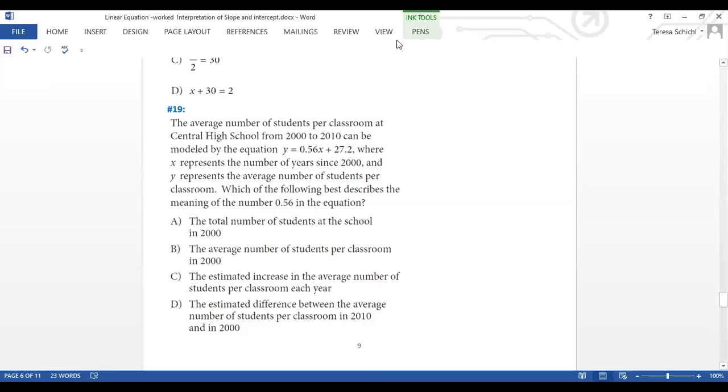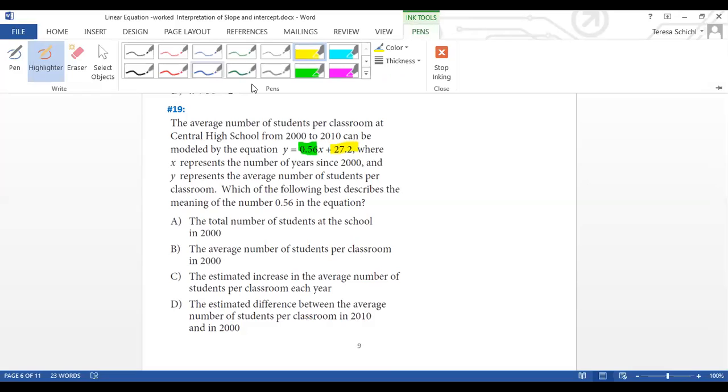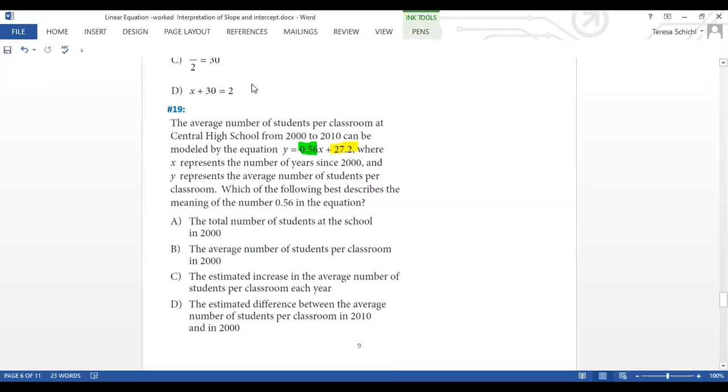Oh, perfect. This is the equation we like. This is what we call the slope, and this is the intercept, right? Okay, so they give us the equation. We highlighted, we know which one is slope, which one is the intercept, where x represents the number of years since 2000 and y represents the average number of students per classroom. Which of the following best describes the meaning of the number 0.56?